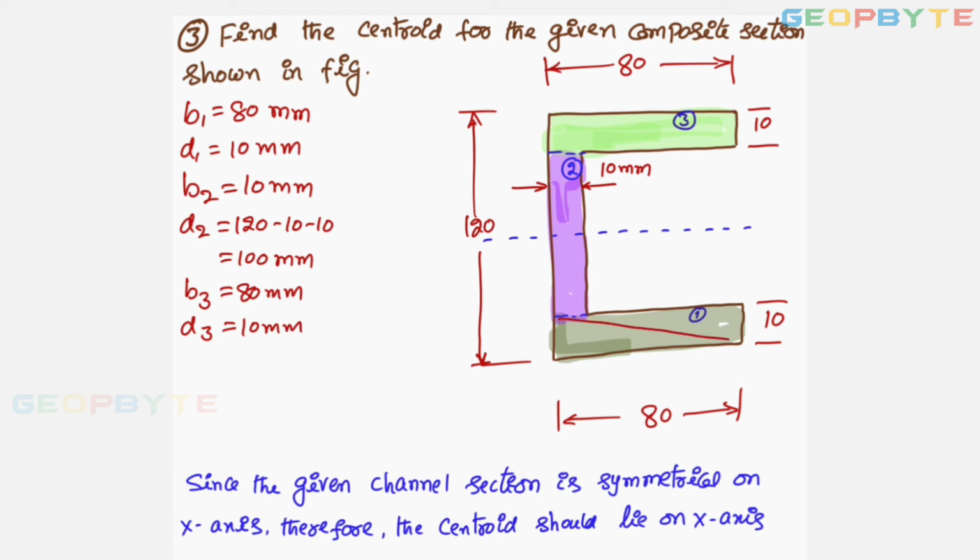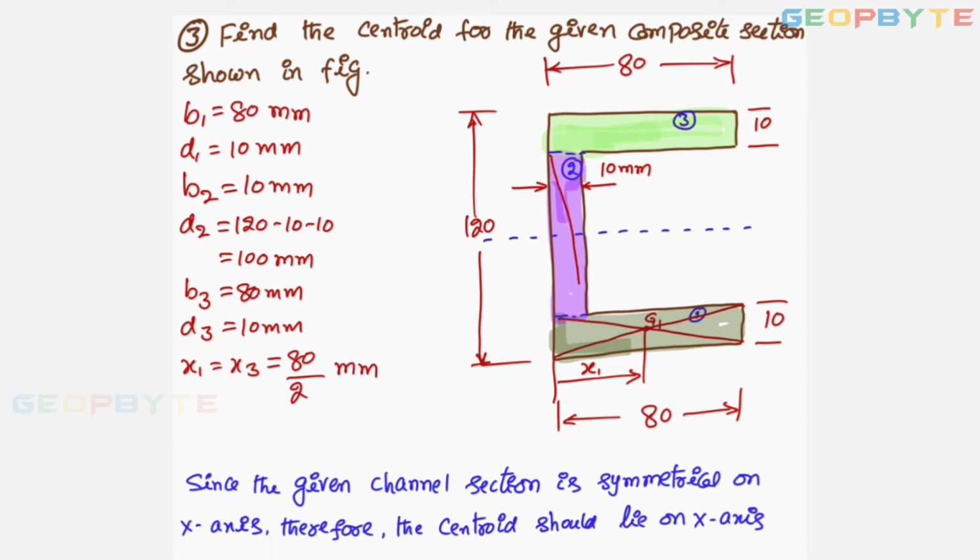Join the diagonals for section 1. Wherever the diagonals are meeting, that is the G1, this is the X1. Of course, X1 equal to X3 equal to 80 by 2 mm, which is in mm.